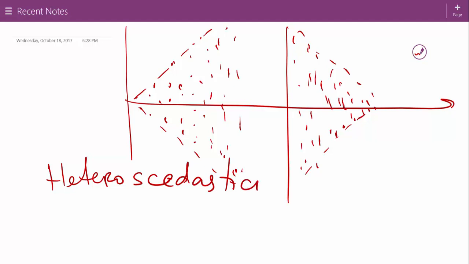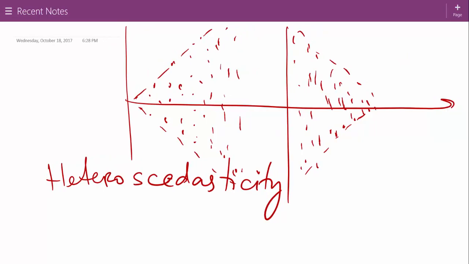Heteroscedasticity. So heteroscedasticity, is it good or bad? It's bad, right? If I have patterns like this, behavior like that, that's not looking good, okay? So that means that my model has something fishy going on, right? And I need to fix that. So that is an indication of an issue, all right?